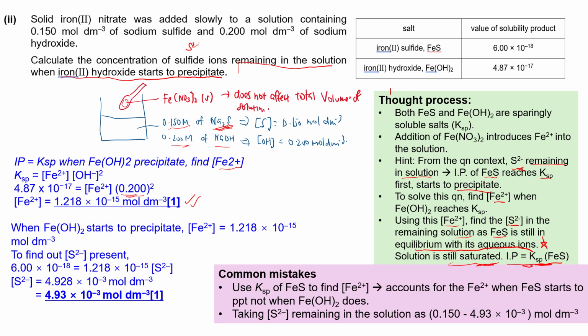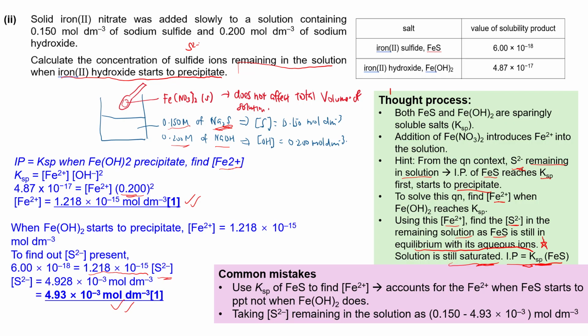Once you have that, to find the concentration of S2 minus that still remains in the solution, you take the KSP of FeS, equate it to the concentration of Fe2+ at that moment, okay, and multiply it by S2 minus. Then you have this 4.93 times 10 to the power of negative 3.